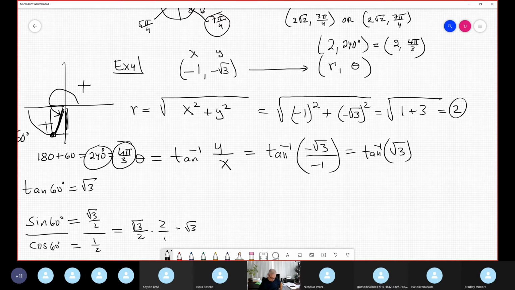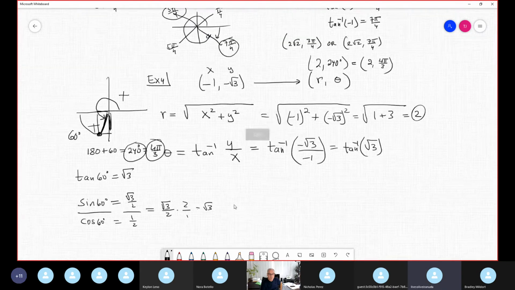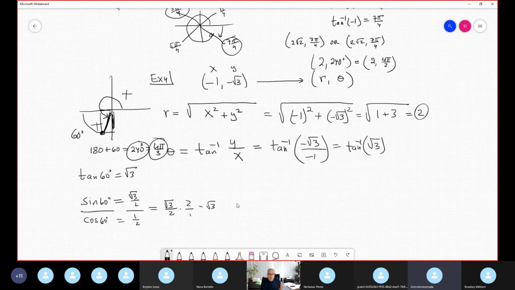Any question? I have a question, Professor. Go ahead. Can we use the tangent inverse in our calculator? Yes, absolutely. Rather than just, for example, come on, try.